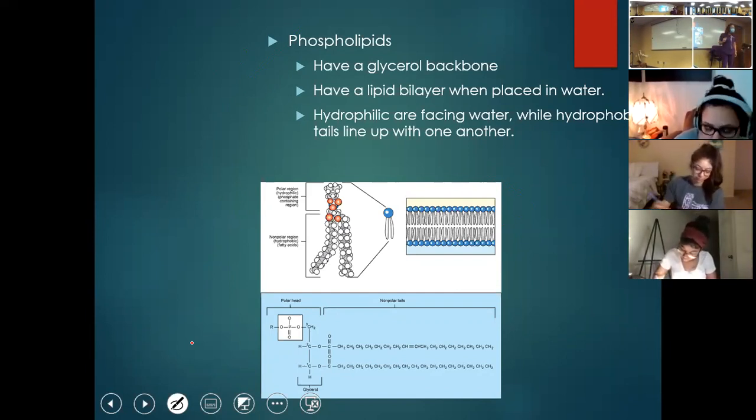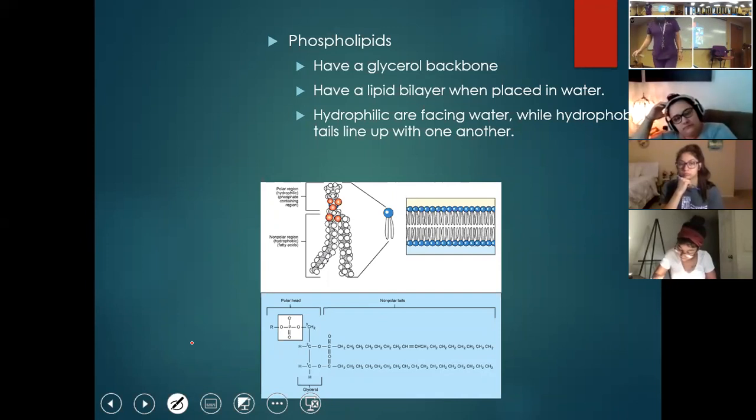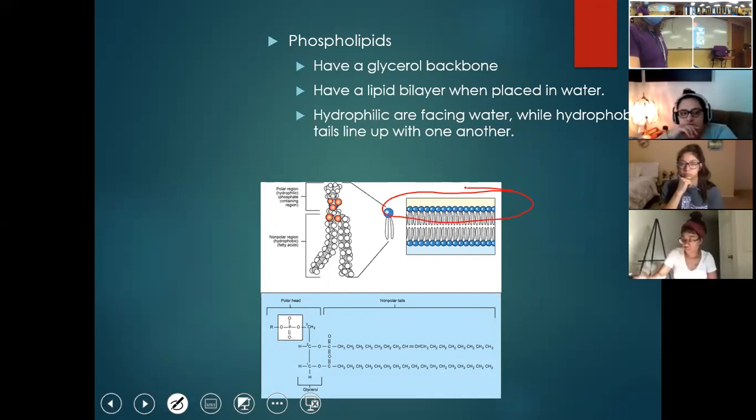I think of the cells like little people, because they really have all of the same parts that we do, but their skin also helps to regulate what goes in and what comes out of the cell. The outside here is hydrophilic. The inside here is hydrophobic.